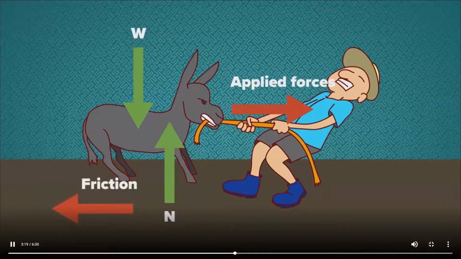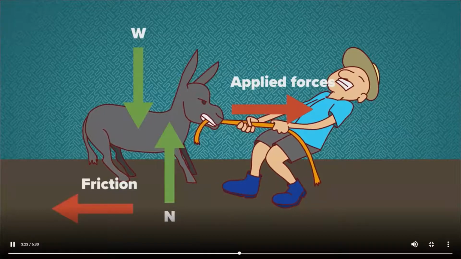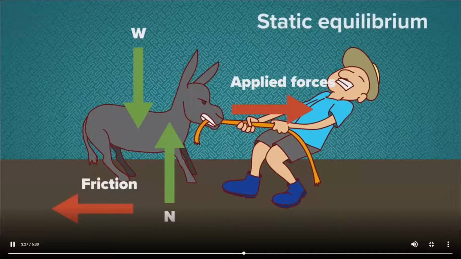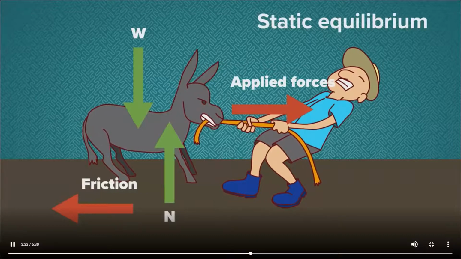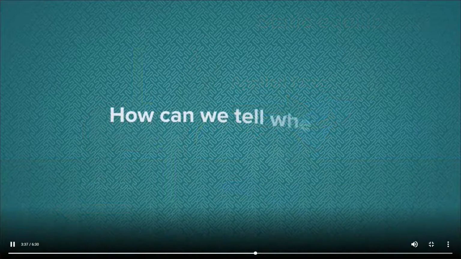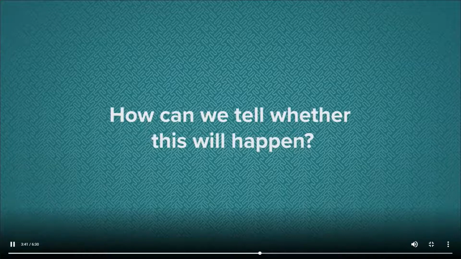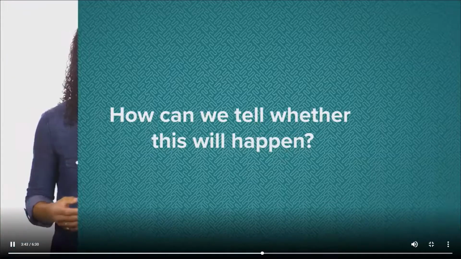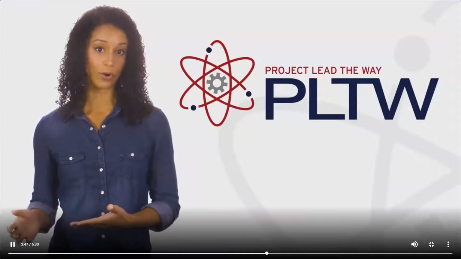If the donkey is stationary, the forces in each pair cancel each other out. Total vertical and total horizontal forces are zero. This means that the donkey is in static equilibrium. It's not moving in any direction. But the donkey is only stationary as long as it doesn't tip over. How can we tell whether this will happen? We need to understand moments of forces to figure out whether an object will tip over.